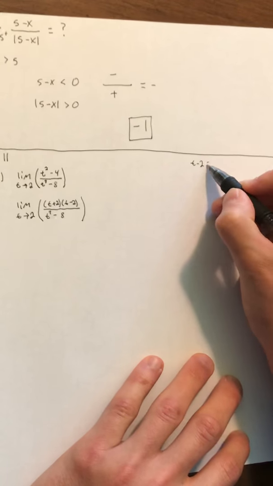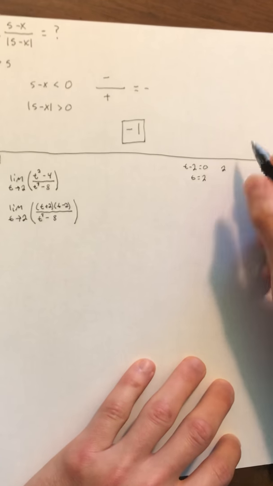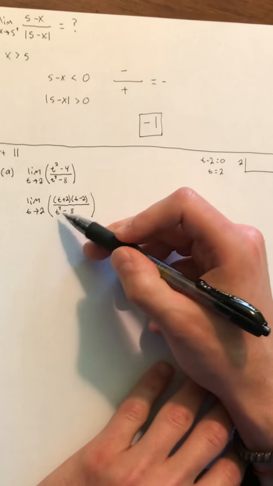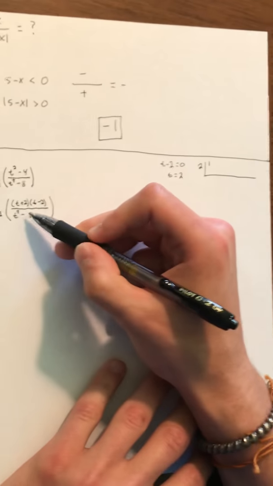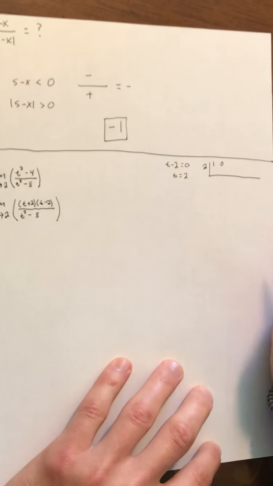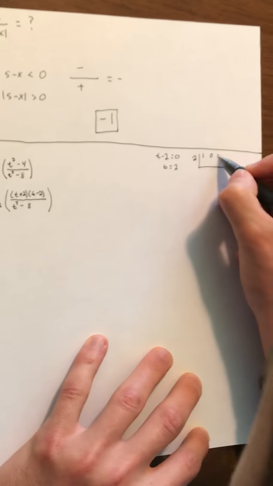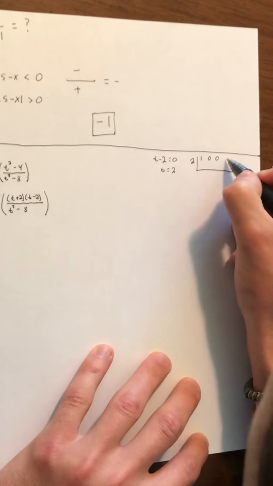So t minus 2 equals 0 will give us t equals 2. So we have a 2 on the outside. And then for the inside, we have t cubed. 1 is our coefficient, so we have a 1. We do not have a t squared, so we have a 0 to hold that. And then we have another 0 as our placeholder for our t value. And then we have our negative 8.